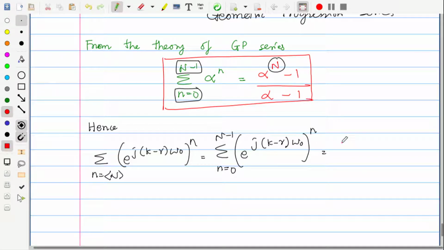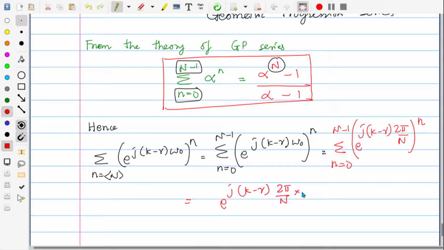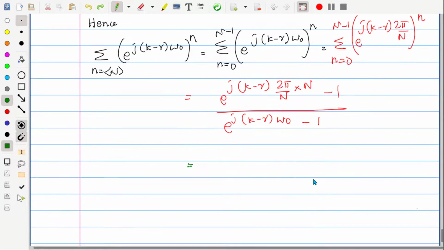which can be written as e power j k minus r. Instead of omega 0, I am going to write 2 pi by n. So e power j k minus r 2 pi by n into n minus 1 divided by e power j k minus r omega 0 minus 1. Here the n and n will get cancelled. You will get e power j k minus r into 2 pi minus 1 divided by e power j k minus r omega 0 minus 1.